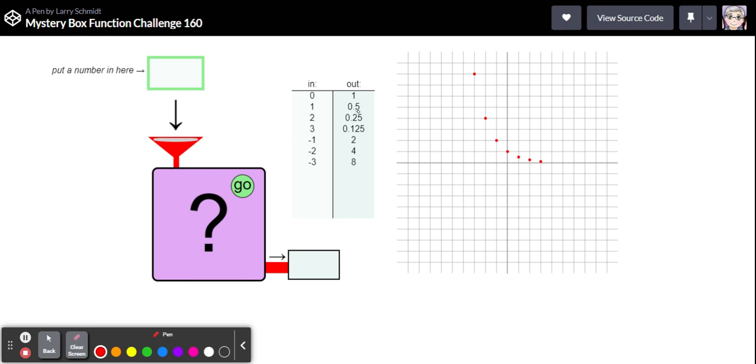But then it went from 0.5 to 0.25 when I went to 2. So 0.5 squared is 0.25. And 0.5 to the third power would be 0.125. So I saw this exponential relationship in those numbers. And then when I put in the negative numbers, we got 2 and 4 and 8. And this is 2 to the first power, 2 to the second power, 2 to the third power.